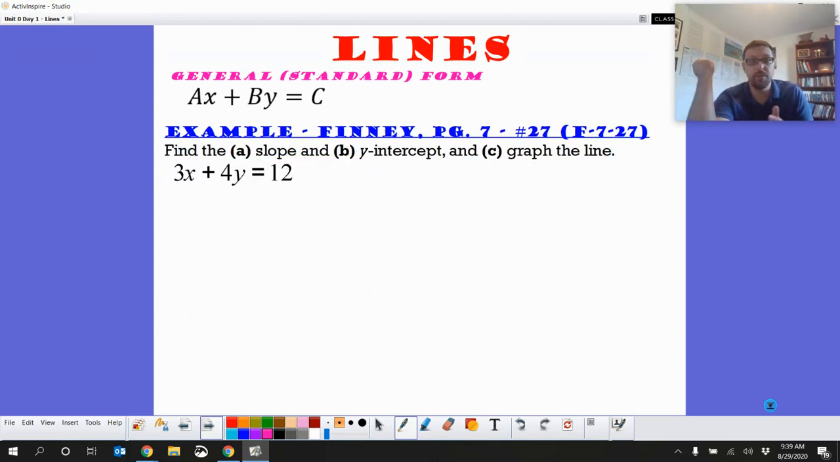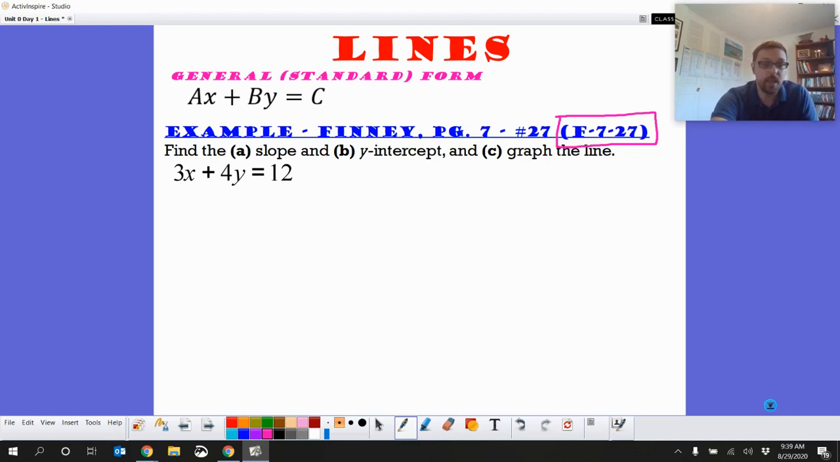Here's another one. We're going to do this one a little differently. We're going to identify our slope and our y-intercept, and we're going to graph that line. Remember, all we need to worry about writing down is Finney 727. Finney, page 7, number 27.